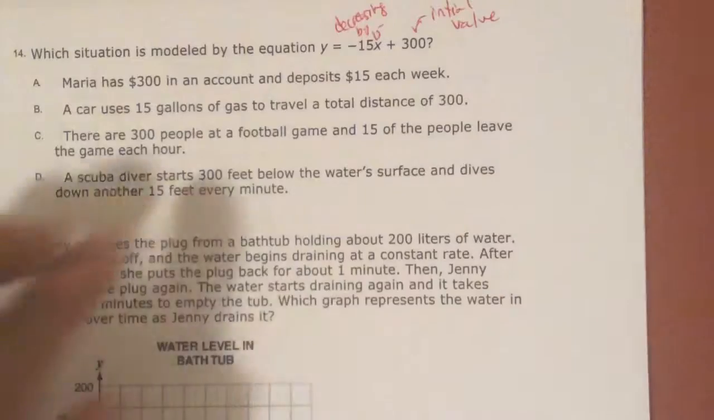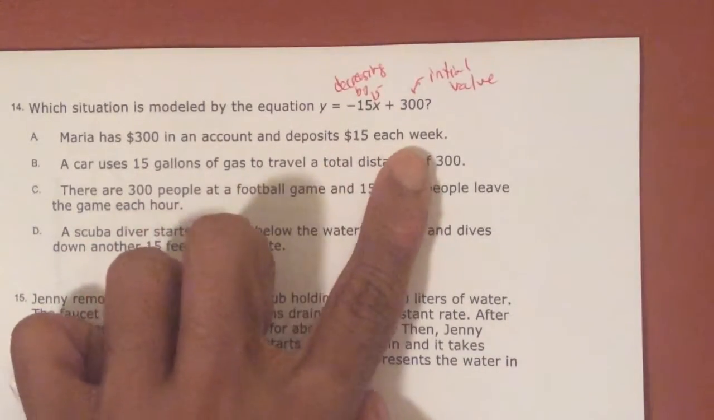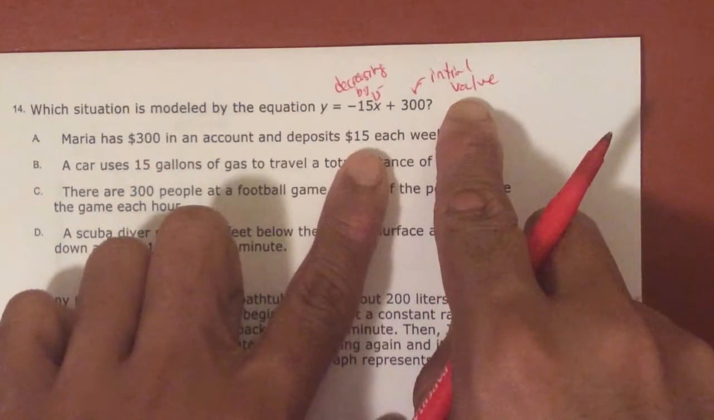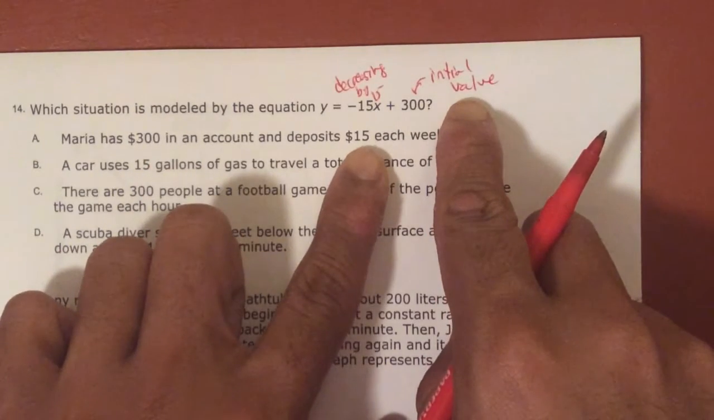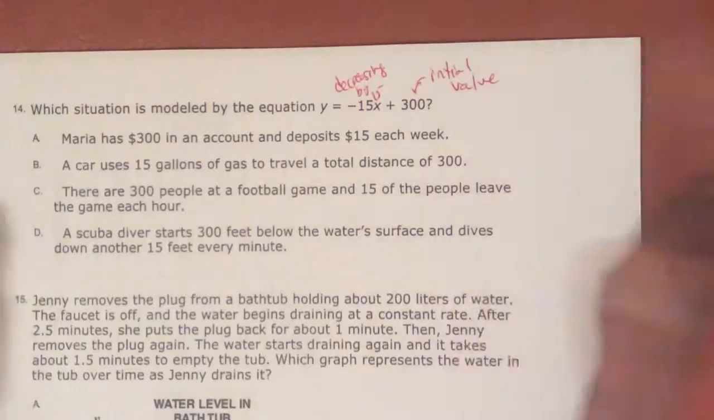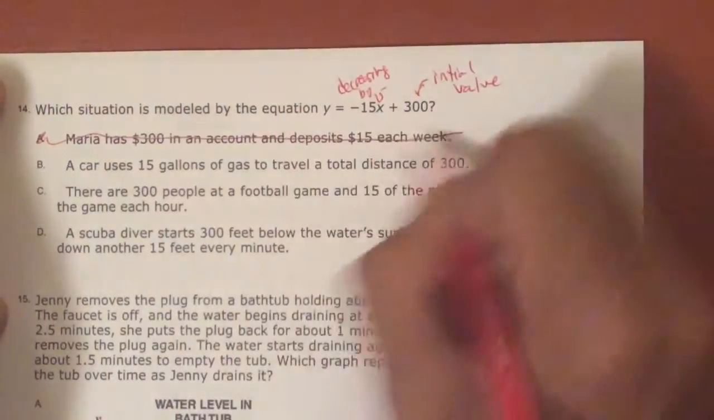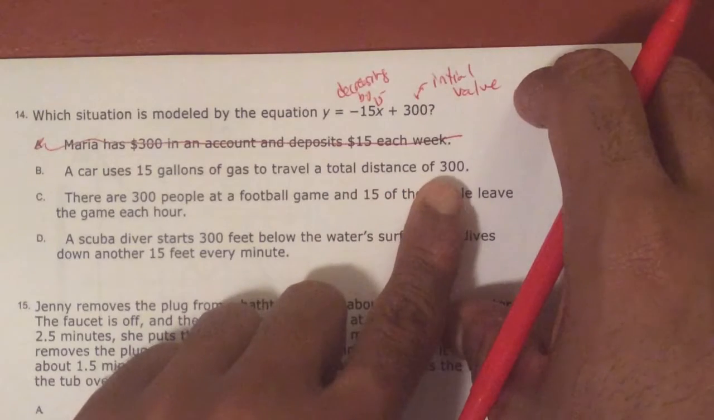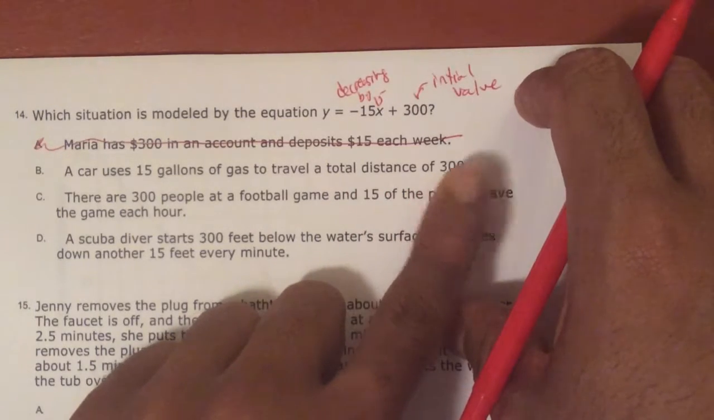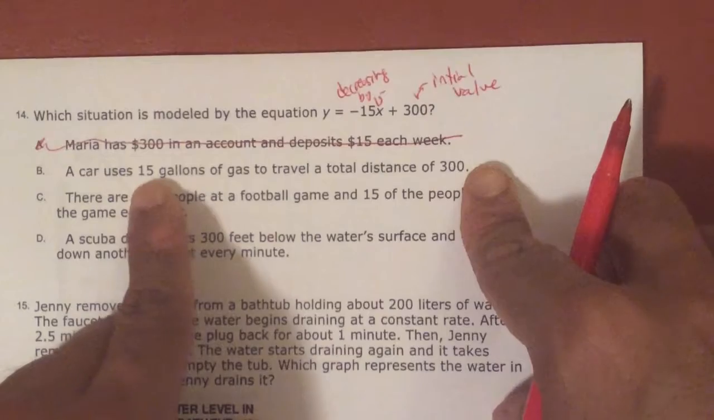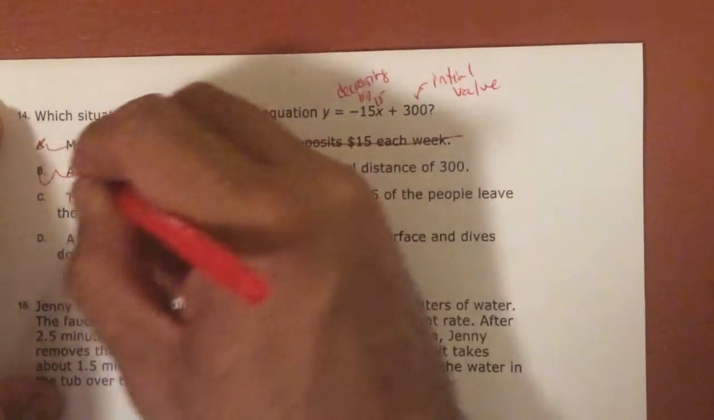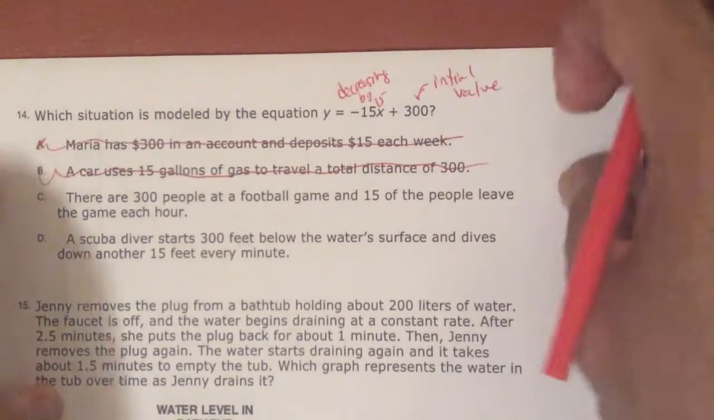Maria has $300 in an account and deposits 15 each week. So she started with 300. That's good. But she's adding 15, so she's increasing by 15. We're looking for the one that says decreasing. So that's not it. A car uses 15 gallons of gas to travel a total distance of 300. You started with 300 and you started with 15. So you have two initial values, so that doesn't work. We're not decreasing. Okay.